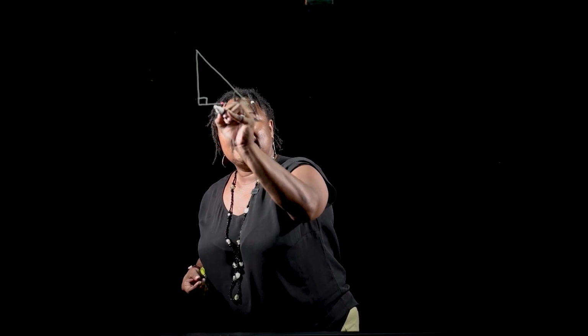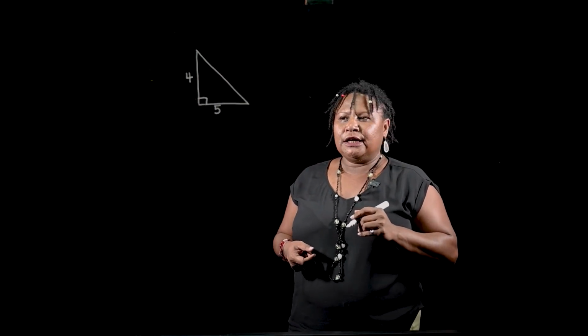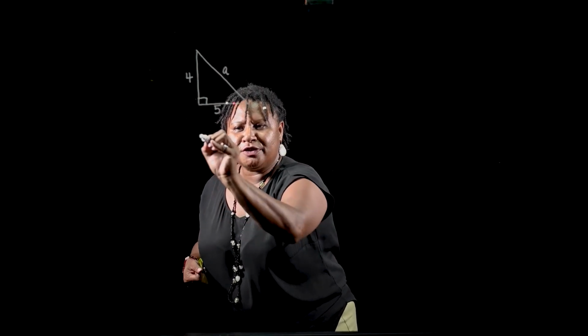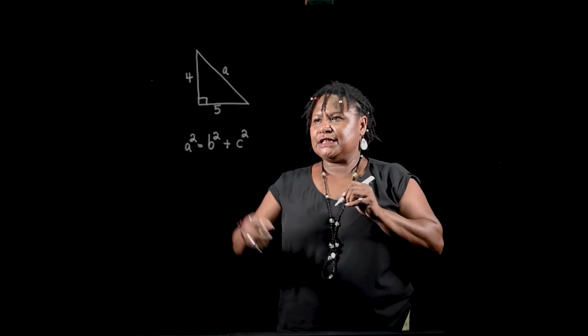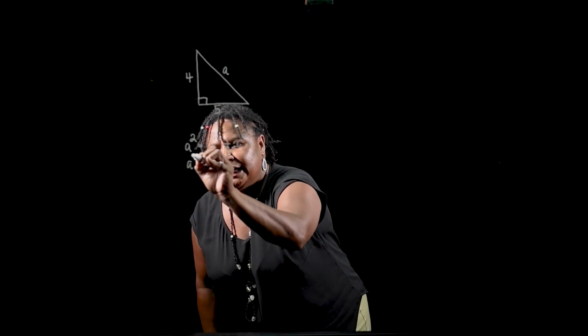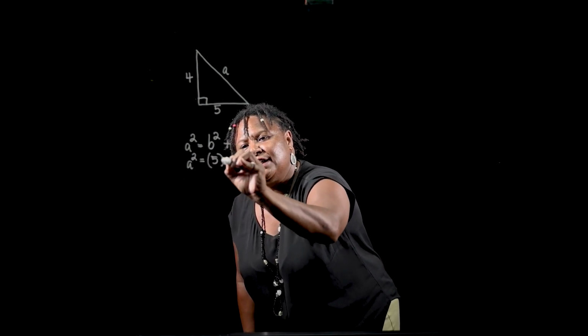Now, this triangle has measurements of, let's say the base is 5 and the height here is 4, okay? So Pythagoras theory, again, we are going to look for the hypotenuse because that is unknown. a squared is equal to b squared plus c squared. Okay, substitute our values from the triangle into your formula. a squared equal to 5 squared plus 4 squared.